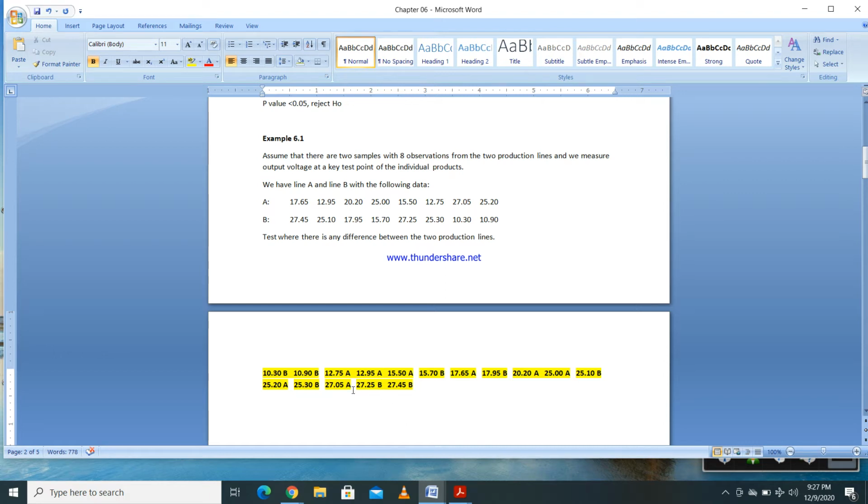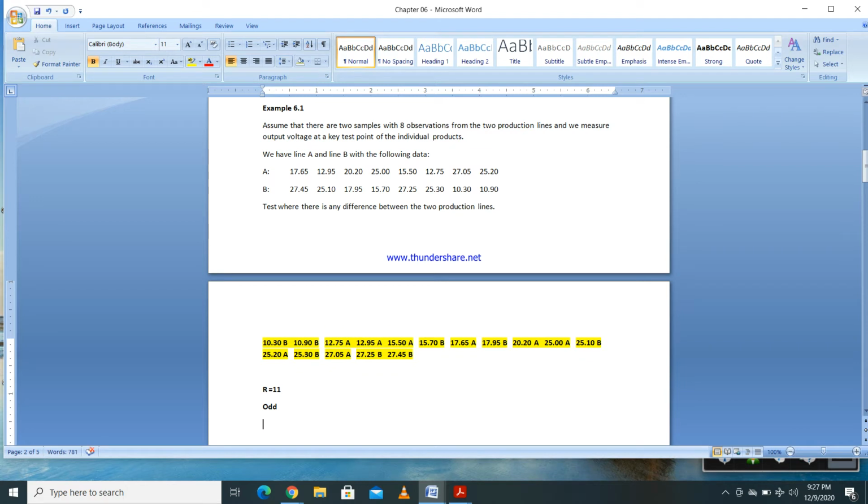Now we can count the runs. Here you have 1, 2, 3, 4, 5, 6, 7, 8, 9, 10, 11. So my test statistic, simply R, which is denoted by capital R, is the number of runs, so that is equal to 11. Now you can see my number of runs is odd. It's an odd number. So what do you have to write now?